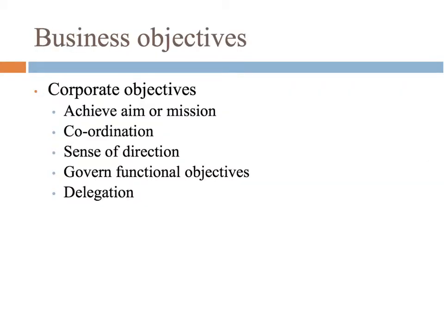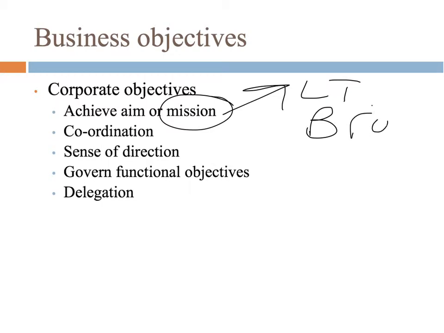So let's start looking at business objectives, and let's break it down into that first one that I mentioned twice, corporate objectives. So corporate objectives are designed to enable a business to achieve its aims or its mission. Remember that mission is long term and it's broad. So it doesn't set out specifically what the business wants to achieve, but it gives a kind of idea of the type of business that it is, and a corporate objective helps to achieve that.